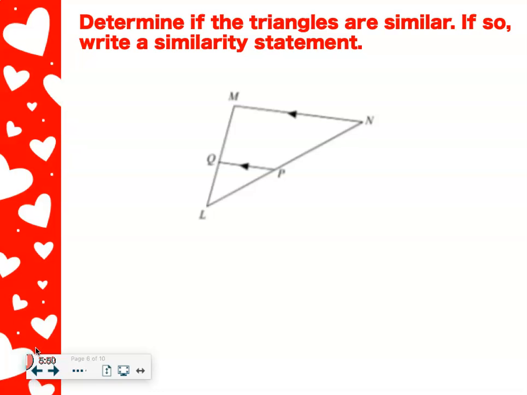Do you guys see the two triangles here? Sometimes it helps if we go like this. There's our small one. Here's our big one. Do we have any angles that are the same that we know of? M and Q are corresponding. You guys see how L's in both, right? N and Q are corresponding. So would this be enough information? Yeah.